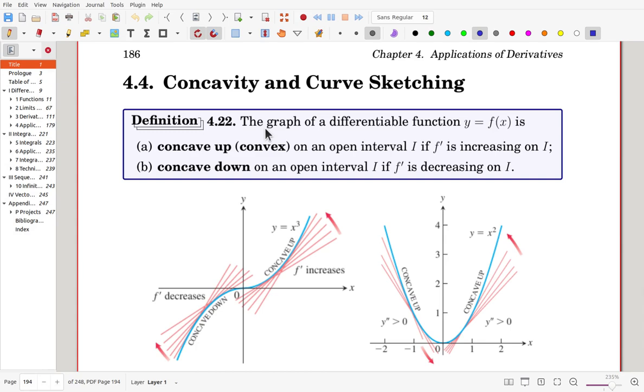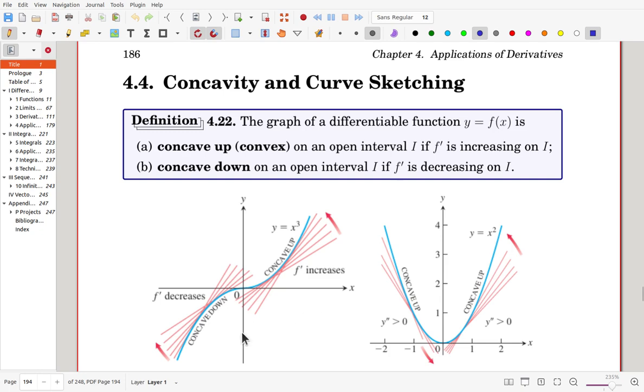The graph of a differentiable function is concave up on an open interval if f prime is increasing there, and it is concave down on an open interval if f prime is decreasing.